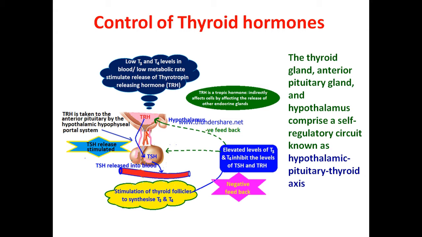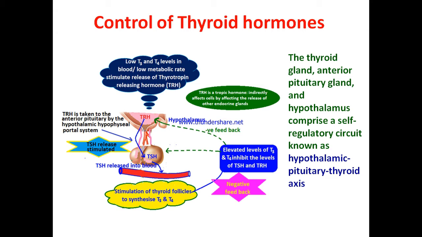TRH from the hypothalamus is a tropic hormone. As I said before, it indirectly affects the cells by affecting the release of other endocrine glands. Here TRH induces the production of TSH by the anterior pituitary. This TSH in turn increases the production of thyroid hormone. This thyroid hormone increases the basal metabolic rate in cells. So it's an indirect stimulation of cellular activities. So this TRH is a tropic hormone.